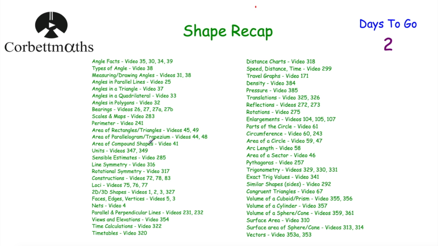Area of compound shapes, make sure you split them up into smaller shapes and then find the areas of each of those. Units, make sure you know your imperial units and your metric units, and make sure you know your metric units in terms of converting them. Sensible estimates, make sure you know the lengths and masses and capacity of objects around you, and they'll be useful for your sensible estimate questions.